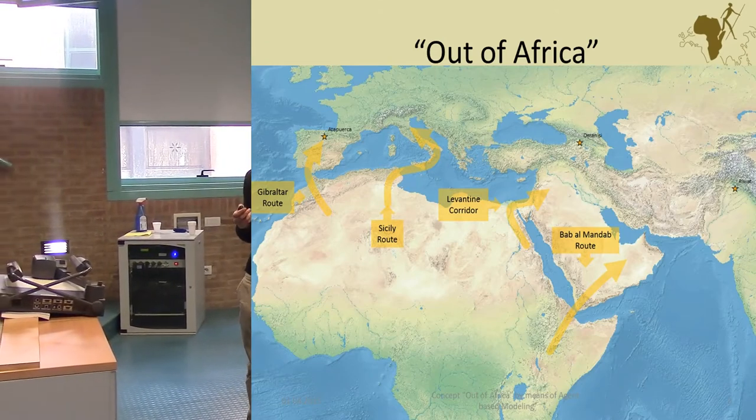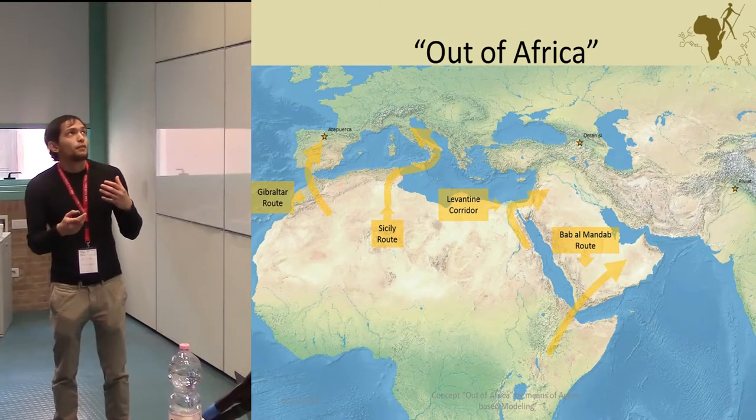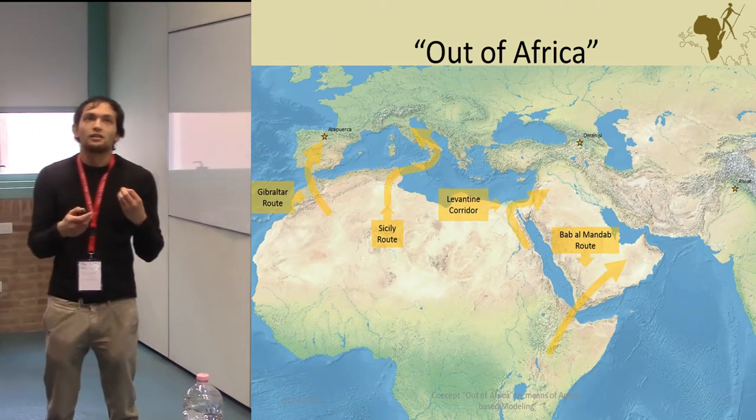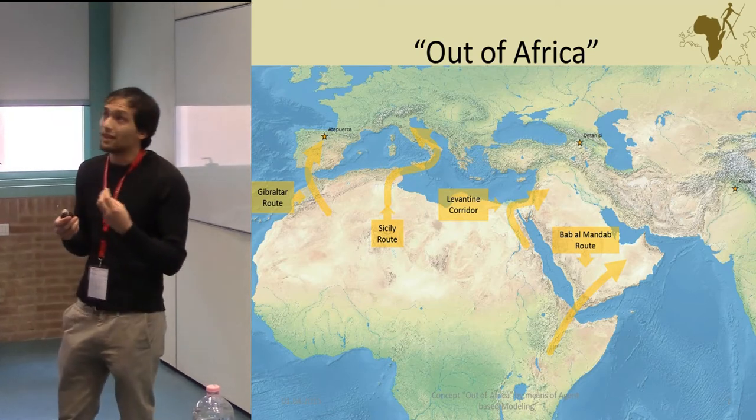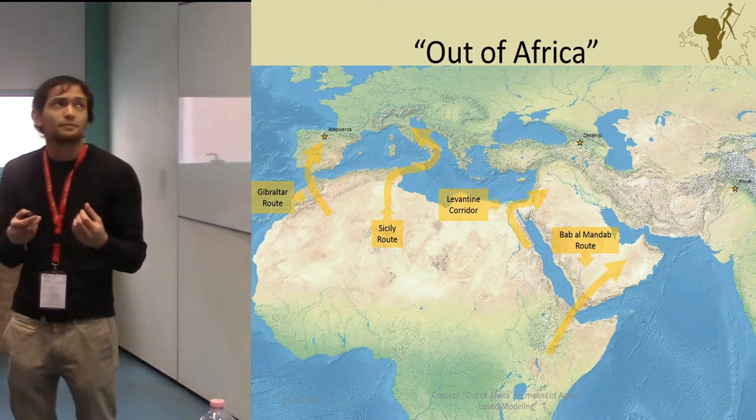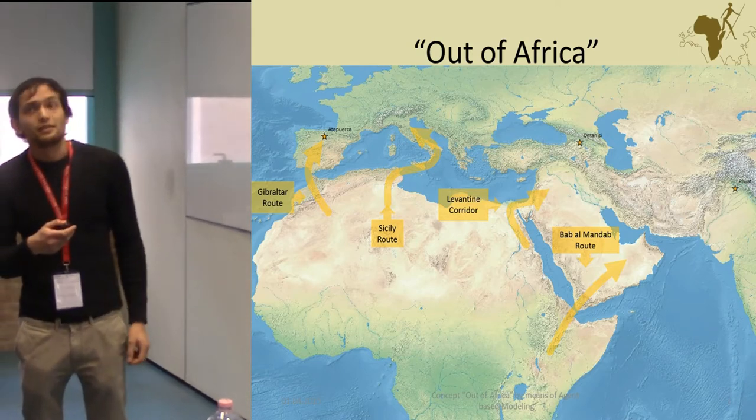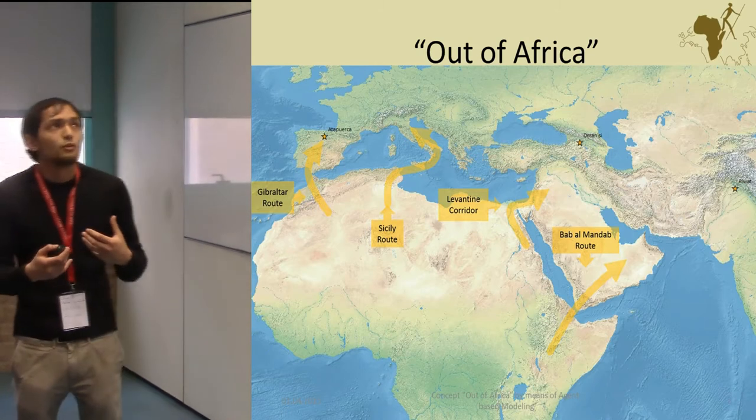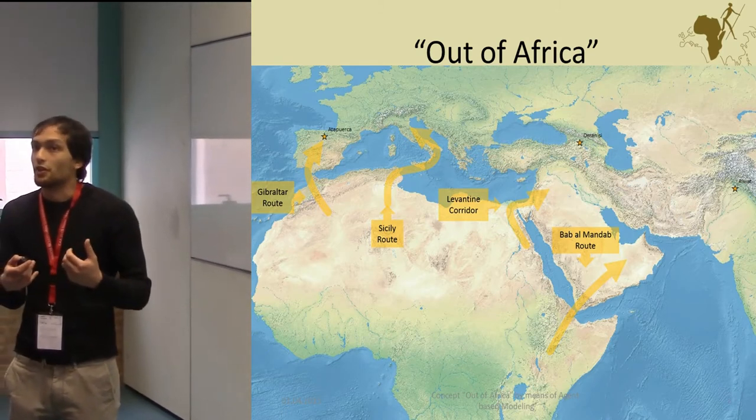Out of Africa 1 is the first out-of-Africa dispersal of species such as Homo erectus or Homo ergaster, and it started around 2 million years ago. And the second out-of-Africa dispersal, out of Africa 2, is the dispersal of the modern human.